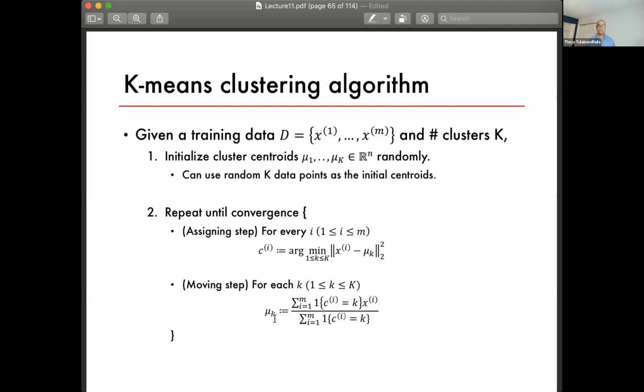Any questions about k-means? It's pretty clear. We've discussed it at length last time. We're just checking if there's a question about k-means.